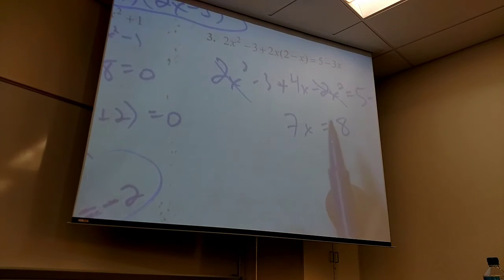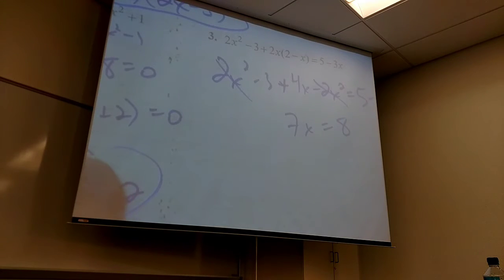So don't try to make everything equal 0 in the world all of a sudden. We're not saying that's how we're going to do math now. Just realize that I do it that way for certain situations. When I have powers that will go together, I've got to do it that way. So you get x equals 8/7.